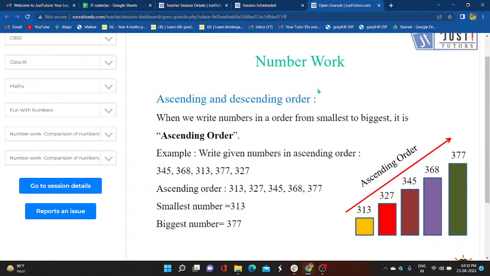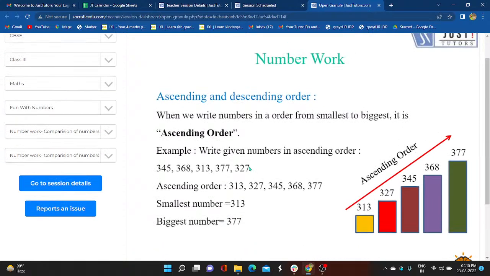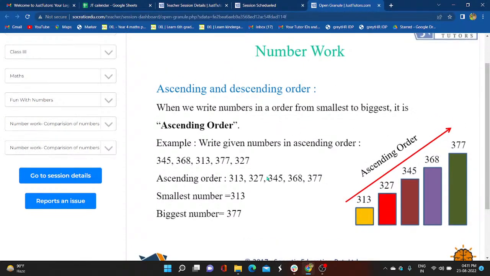Hello everyone, welcome back to our session. Today we are going to discuss a concept from Class 3 NCERT, from the chapter Fun with Numbers. We are going to discuss ascending and descending order first. So let's begin. Let's see what ascending and descending order is.